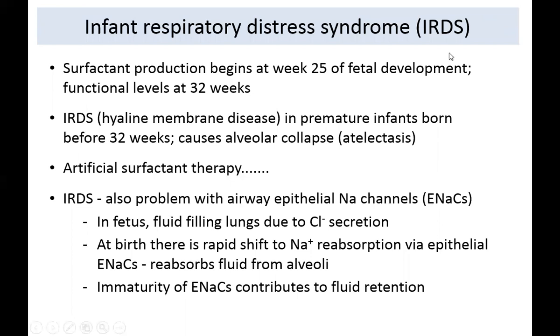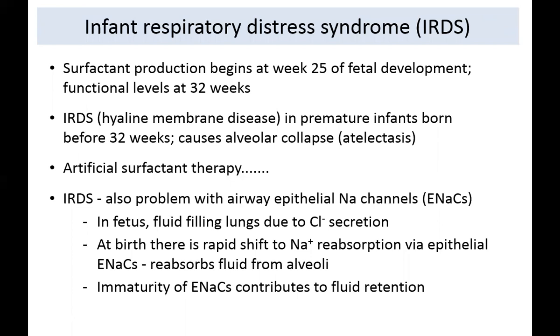The other problem in infant respiratory distress syndrome is something that goes back to the kidney. In utero, the airways are fluid filled, and at birth you need to get rid of that fluid out of the alveoli. This is done through sodium channels, ENaC. Remember those? Where are those in the kidney? Collecting duct. Great. Okay.